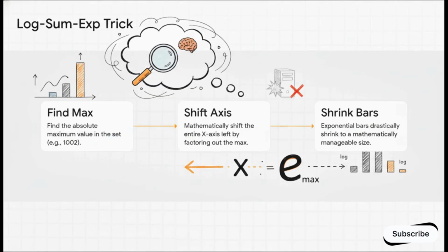Enter the Log-Sum-Exp trick. This is literally the ultimate pro secret in deep learning, and here's exactly how it works. Step 1. We look at our set and find the absolute maximum value. Here, it's 1002.